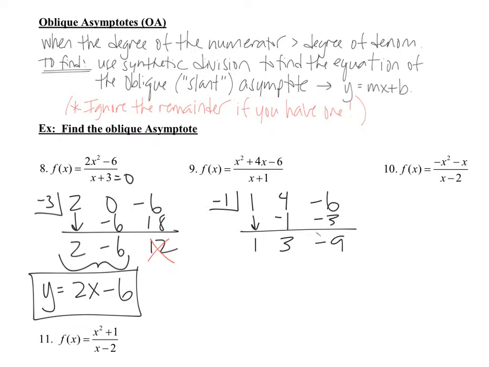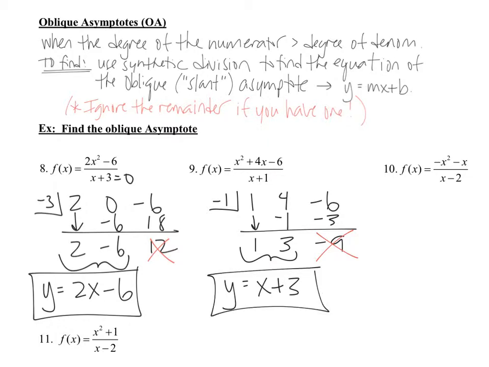Again, we have another remainder. That'll happen a lot of times. You ignore it. And that means that the oblique asymptote in this case is y equals 1x plus 3. And I'm going to put this as a dotted red line on my graph. And that's going to be the electric fence or the magnet that my graph is attracted to.